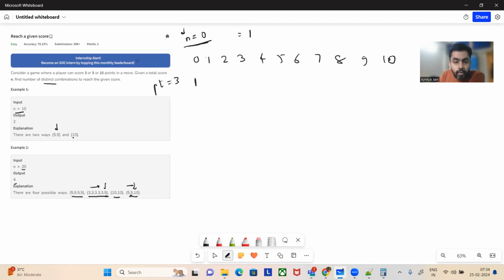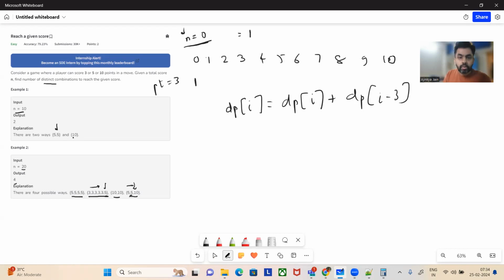So definitely for 3, right? So what we're going to do, dp of I, this is a dp array, right? dp of I plus dp of I minus 3, we are going to do. Okay, dp of I minus 3. So naturally, we are going to start from here because, right, for point equal to 3. So just be with me, you'll understand this.